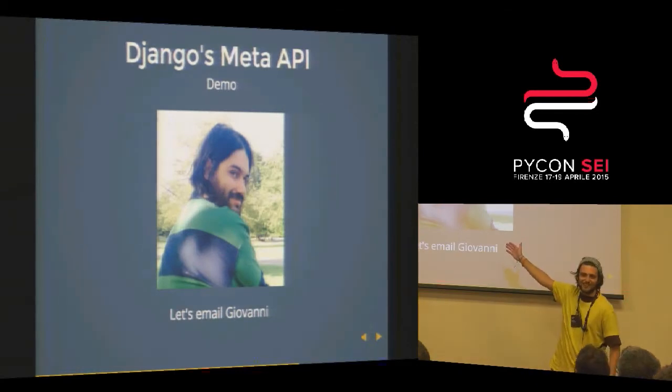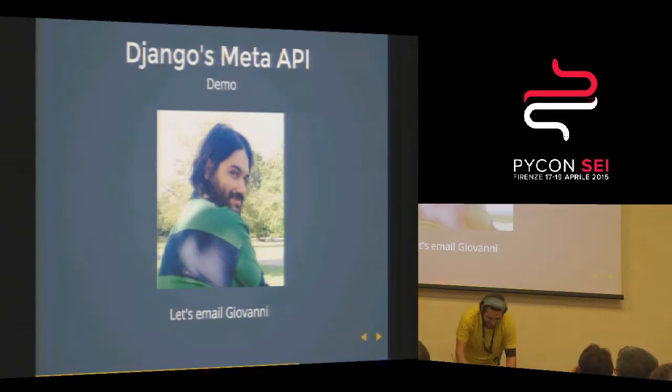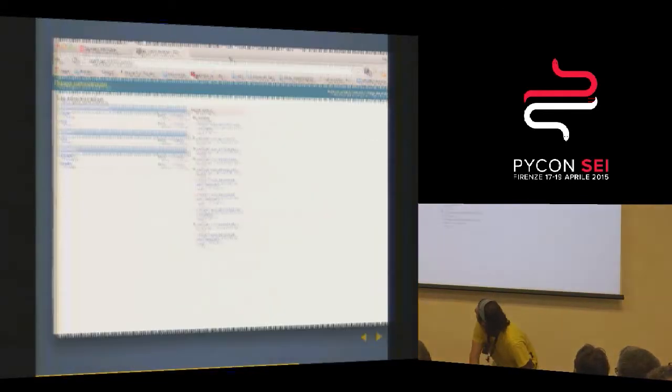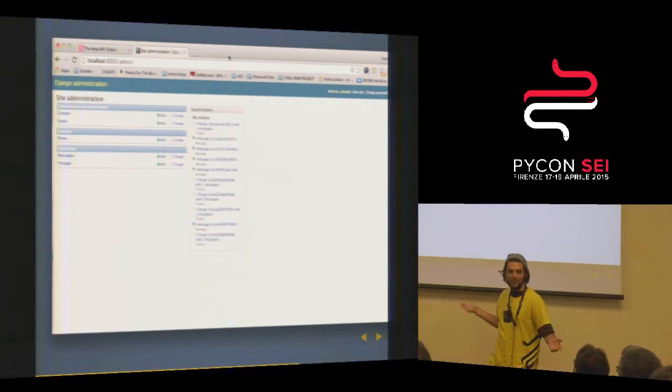I love live demos, and so what we're going to do now is email Giovanni. Let's have a look. So this is my application. It's just a custom Django application, isn't it?